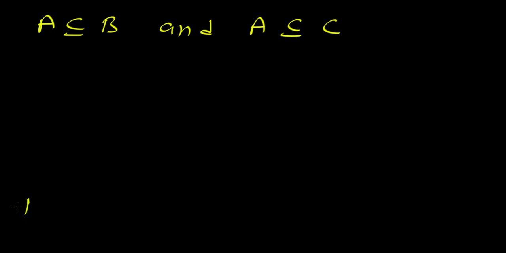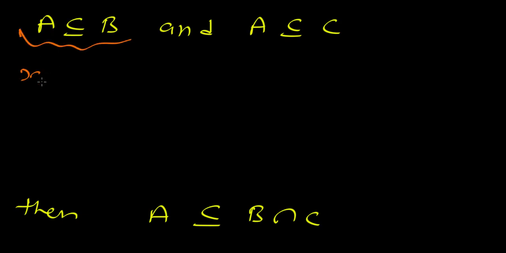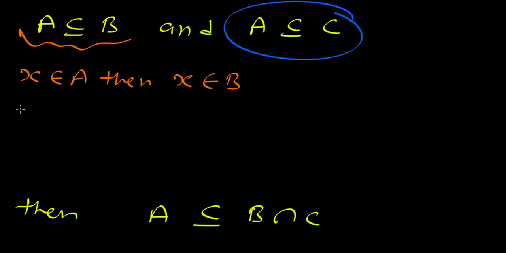Basically, if you know that A is a subset of B and you know that A is a subset of C, then can I say that A is a subset of B intersection C? Let's see what this means. This means that if any element x belongs to A, then it also belongs to B. And what this statement means is that if this element x belongs to A, then this element also belongs to C.